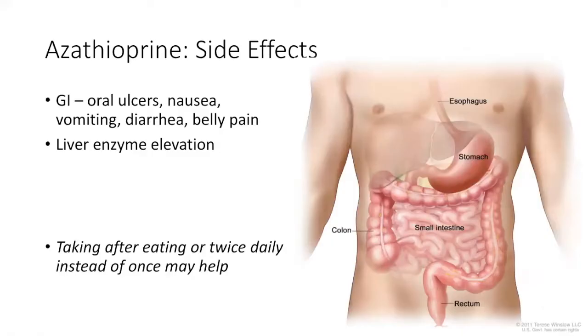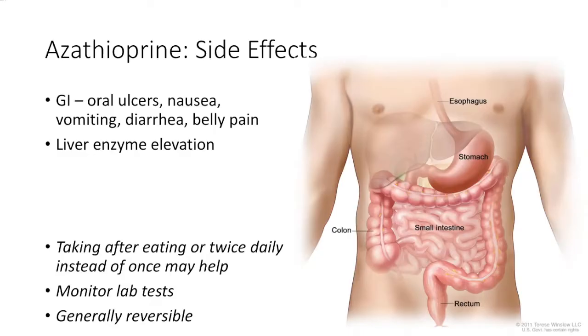With this medication, some of the more common side effects are in the gastrointestinal system. There can be oral ulcers, nausea, vomiting, diarrhea, and belly pain. And there also can be liver enzyme elevation, which is something that would just be seen in laboratory studies and not something associated with any symptoms. And we do know that sometimes taking this medication after eating or dividing it into 2 times a day instead of once a day may help with some of these symptoms. And we do know that these symptoms or side effects are generally reversible.